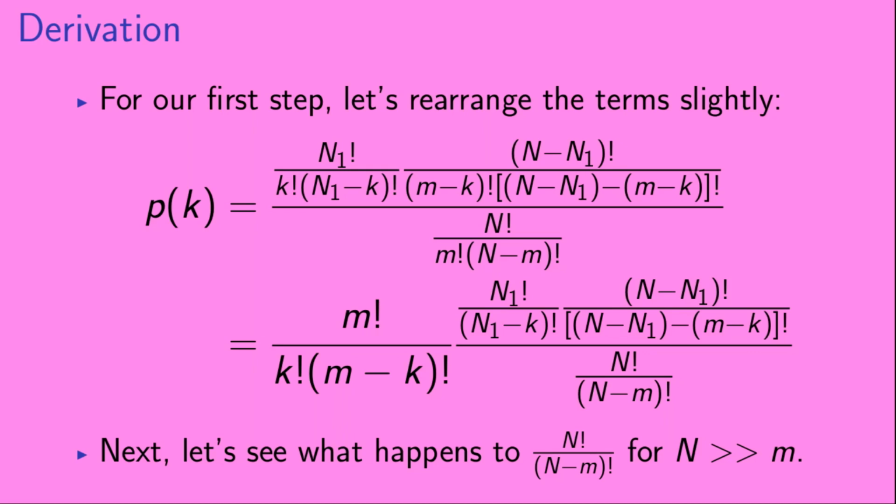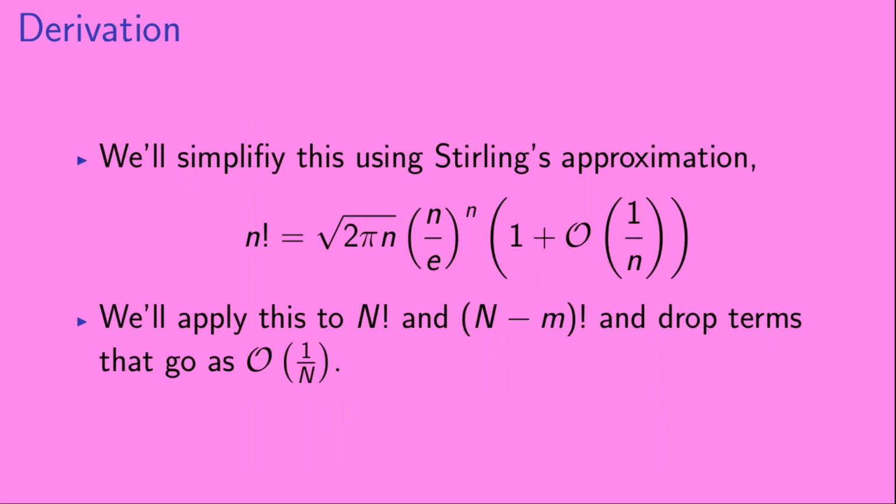Okay, so now let's look at that bunch of stuff. Let's see what happens to the n factorial over n minus m factorial that's in the denominator for the case where n is much greater than m. Now, we will simplify this using Stirling's approximation. We'll apply Stirling's approximation to the n factorial and the n minus m factorial, and we will drop the terms that go as the order of 1 over n.